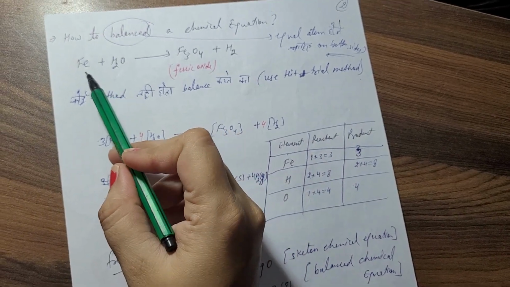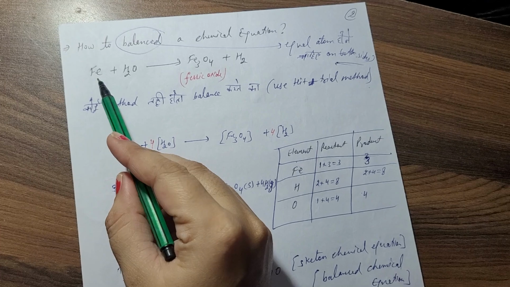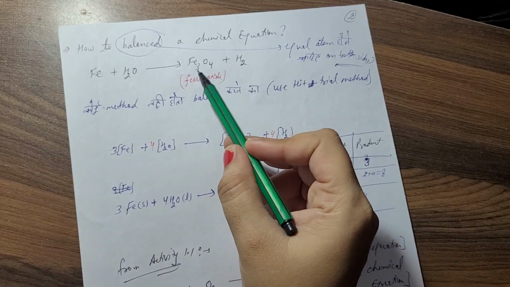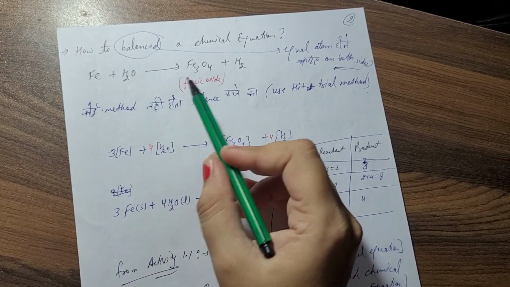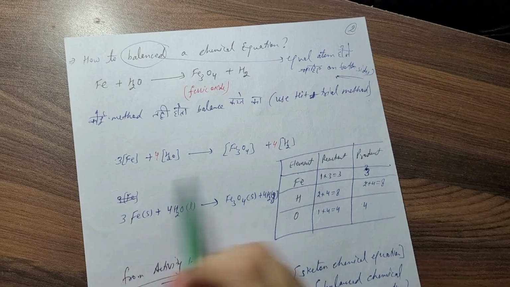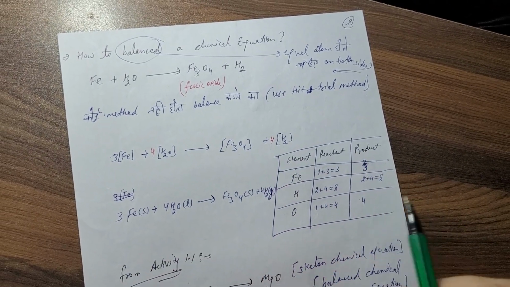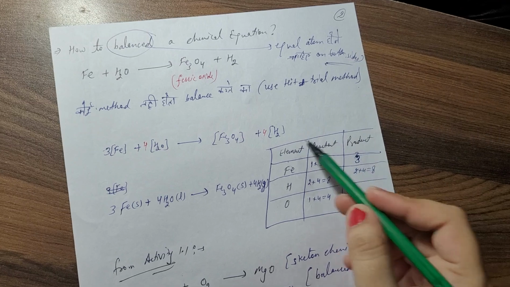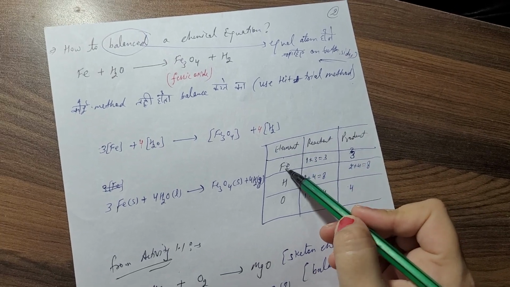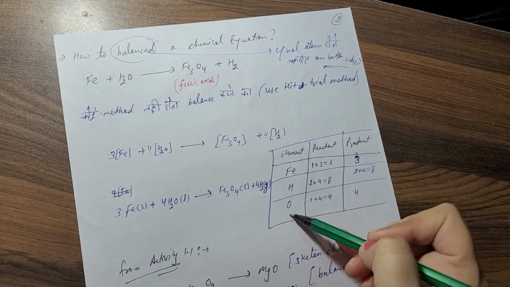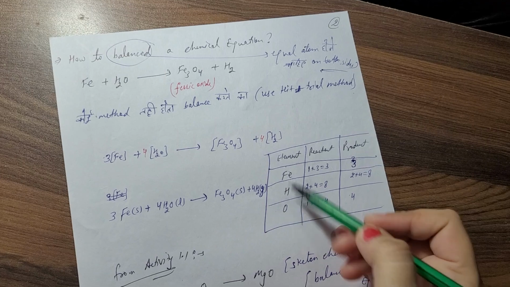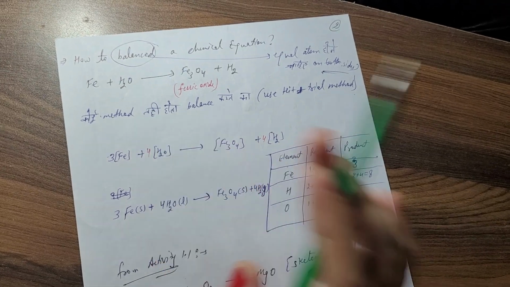Like here in the reactant, iron is present only 1 and here iron is 3. So you have to multiply both the sides by using hit and trial method. Here in the table you can see that the elements iron, hydrogen and oxygen are involved in this chemical equation.